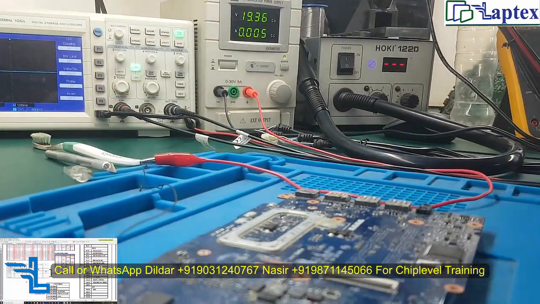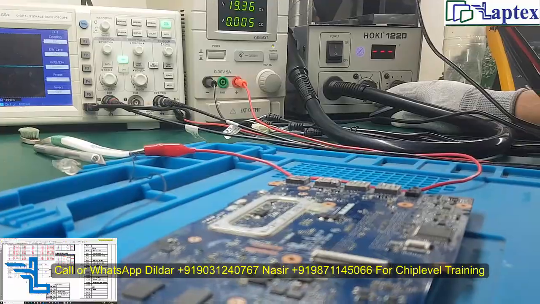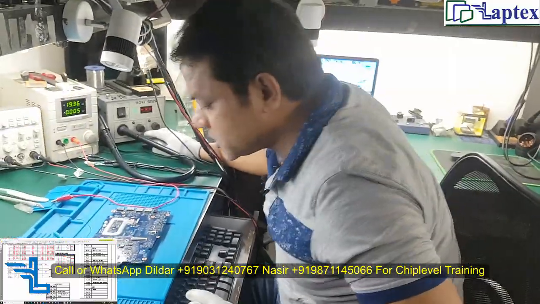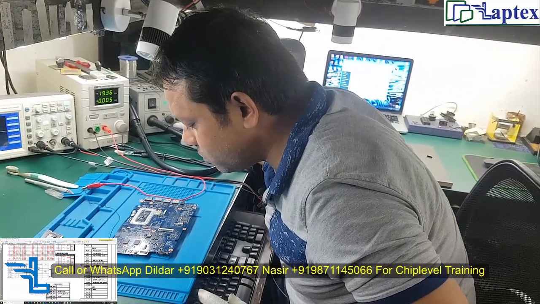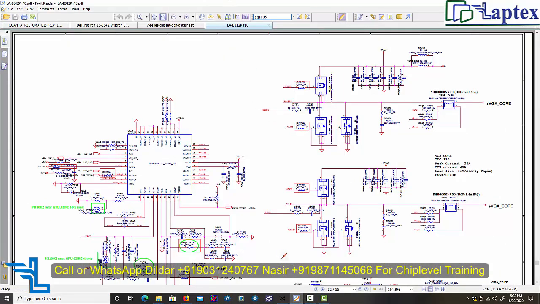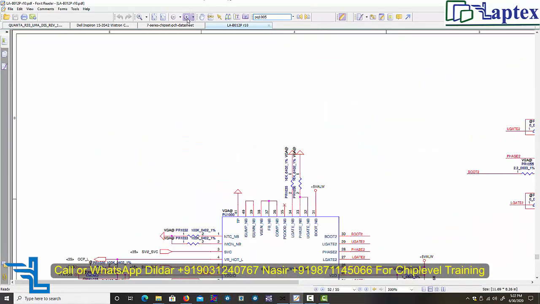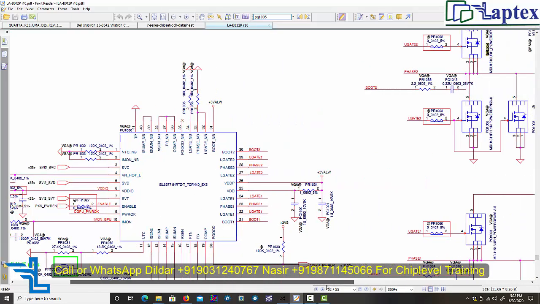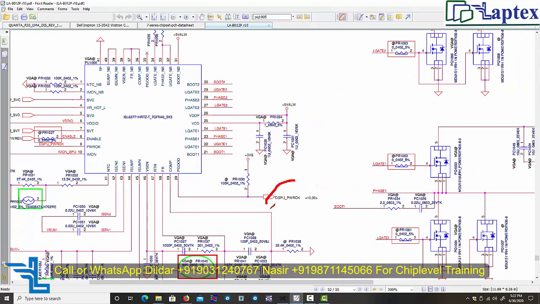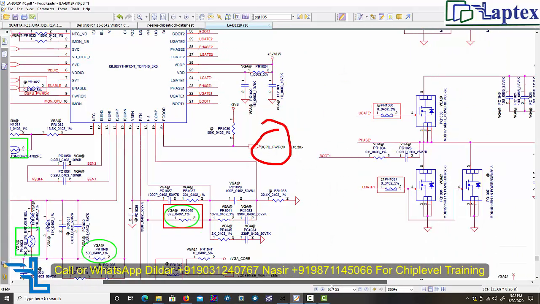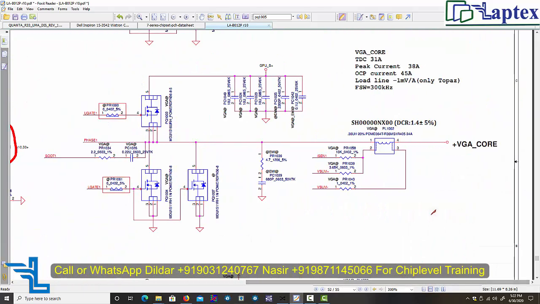What we are going to do, first of all, is see what the area is. Let me reach the schematic, and on the schematic let me write PQ1005. This is the location, and let me figure out what it is. This is the VGA core regulator, GPU power. It is written here. It seems that it is the graphic power supply. So VGA core is written here.